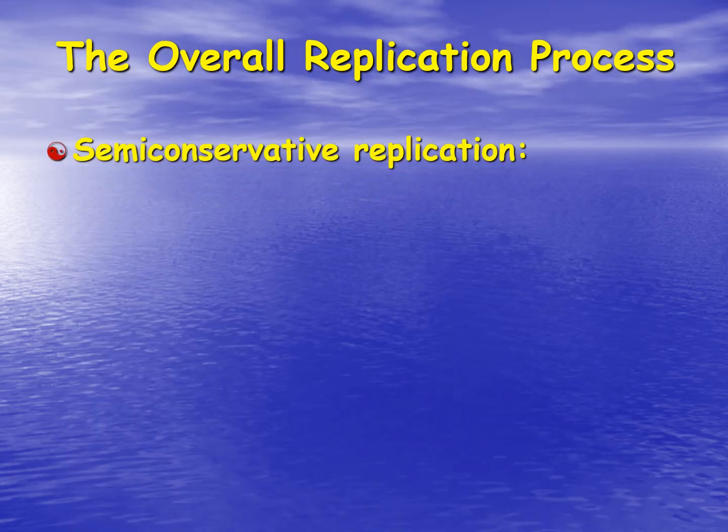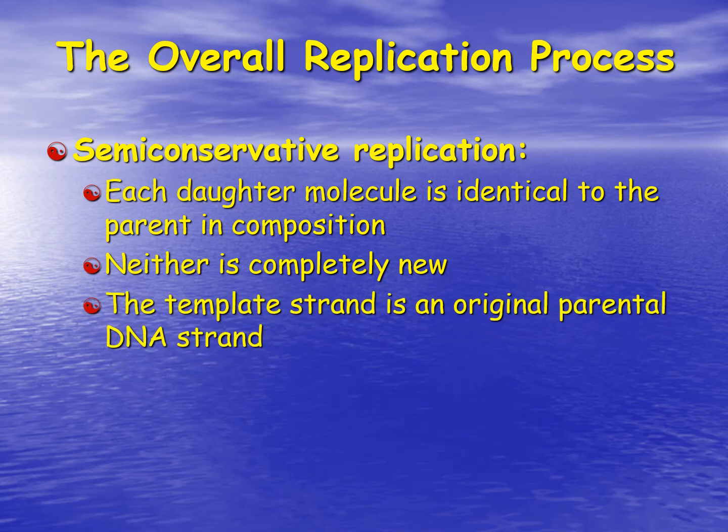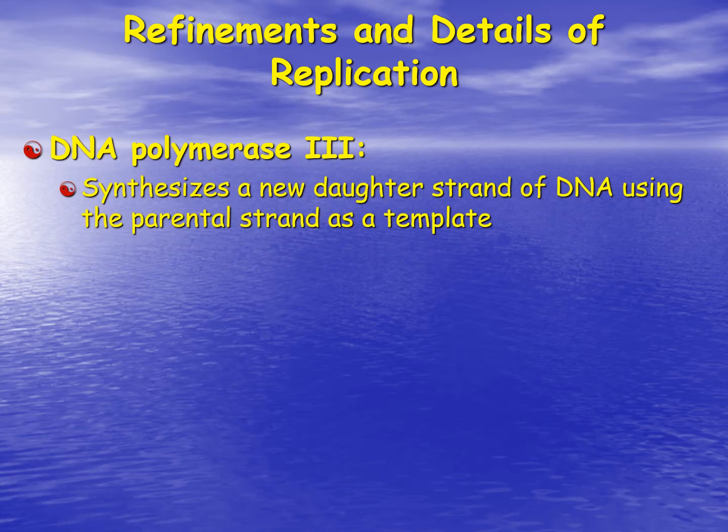The overall replication process is what we call semi-conservative in nature. This means that each daughter molecule of DNA is identical to the parent in composition. Neither, however, is completely new because each of the copied DNA will have one parental strand, which was the template strand of the original DNA, and one new strand. Now, DNA polymerase III synthesizes a new daughter strand of DNA using the parental strand as the template and simply matches A's and T's, C's and G's as it reads along it.